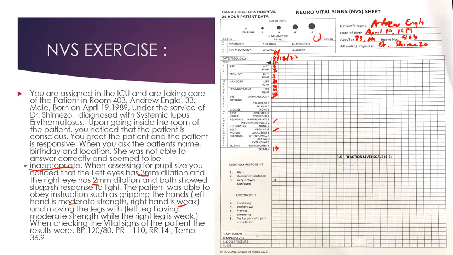Temperature, respiration, you have your 14. So let's write 14. Temperature, 36.9. Blood pressure is 120/80. And then you have pulse is 110. Alright? So, that is our NVS. Okay? So, I think that's all, no?